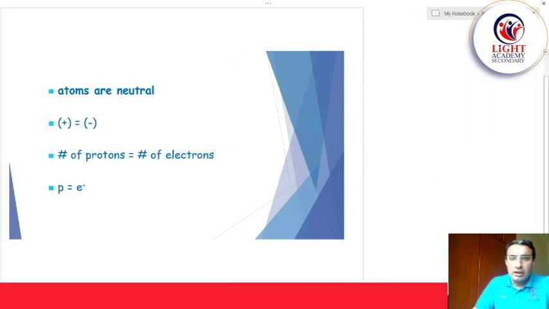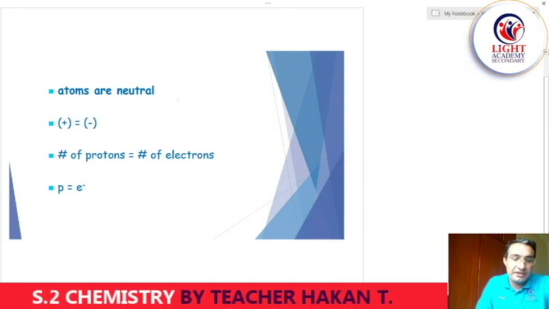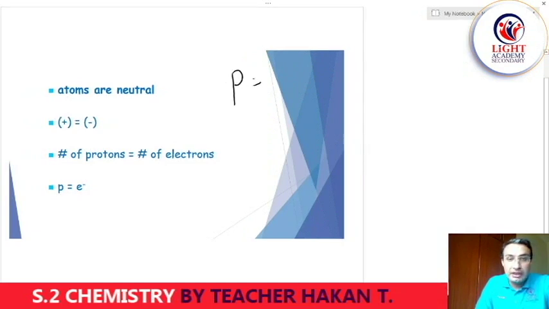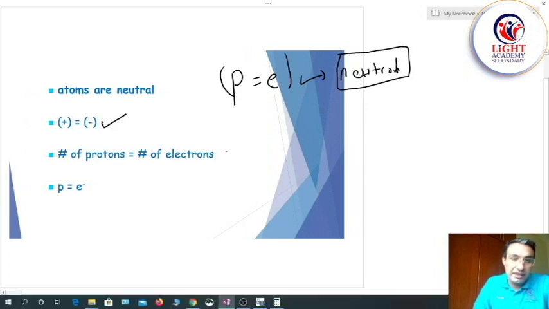So here we have another condition. It is very important. An atom is naturally neutral. So when an atom is neutral, we must know that the number of protons is equal to the number of electrons. In which condition? When the atom is neutral. We shall not forget, the total number of positive charges is equal to the total number of negative charges, when the atom is neutral.